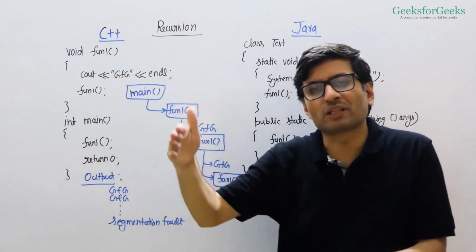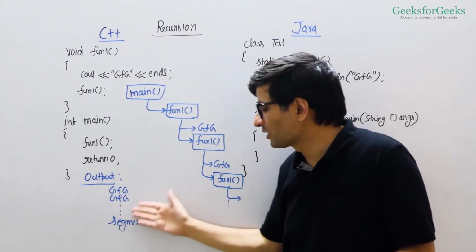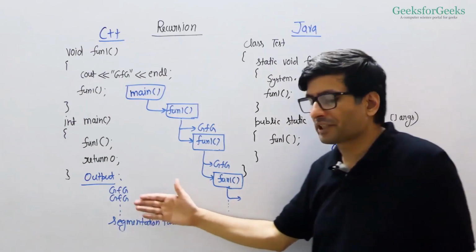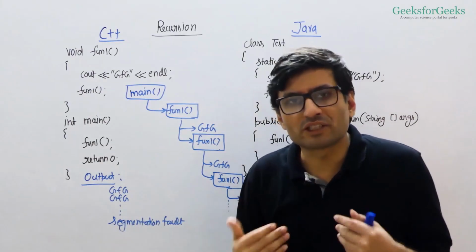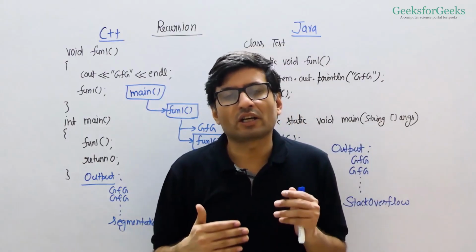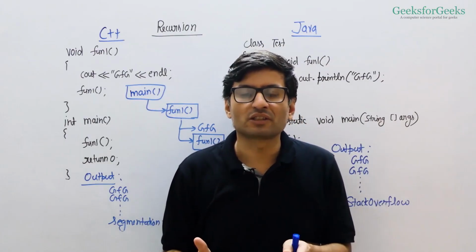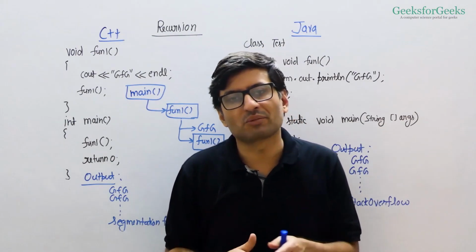And when that memory becomes full, you get errors in both C++ and Java. In C++ you get segmentation fault, in Java you get stack overflow. So how do we fix this problem? How do we correct these recursive functions so that they terminate at some point?